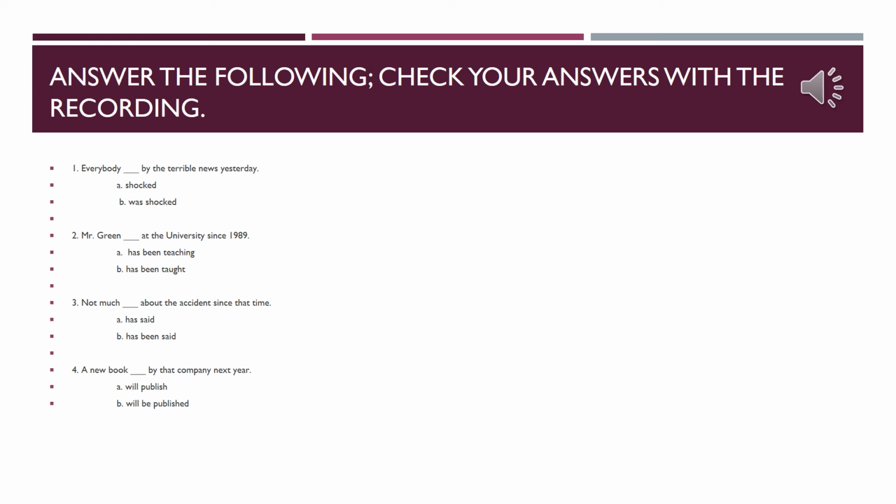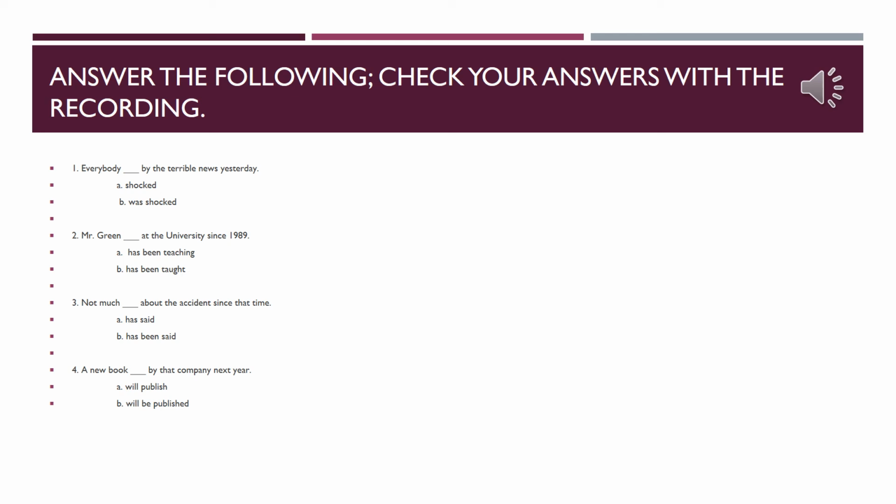Number 2, Mr. Green, blah, blah, at the university since 1989, has been teaching. He is the doer of the action. The subject is the doer. Number 3, not much has been said about the accident since that time. Who's doing the action of saying or speaking? It's people, right? I don't have to say the doer. It's obvious. So not much. Much there is your subject. We think of much as an adverb, but it's also a quantifier, so it can function as a noun. Not much has been said about the accident.